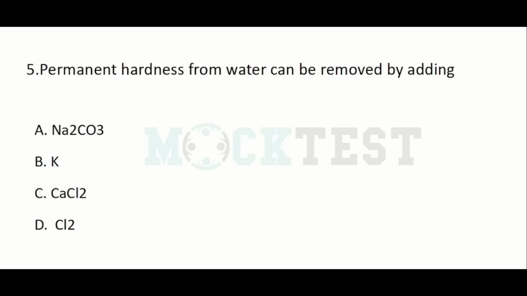Permanent hardness of water can be removed by adding: option A, Na2CO3; option B, K; option C, CaCl2; option D, Cl2. Permanent hardness of water can be removed by adding Na2CO3.